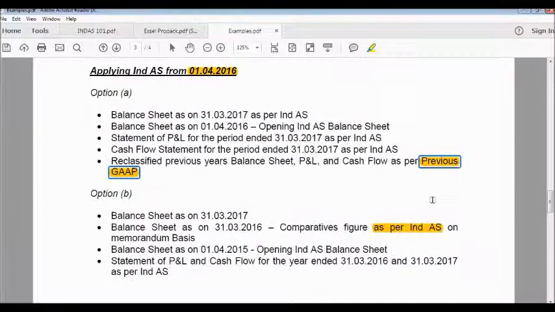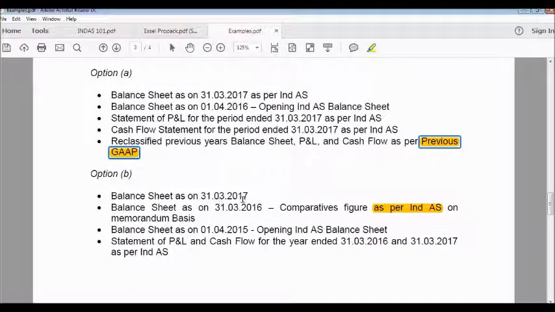And then you have another option: prepare the balance sheet as on 31st March 2017 as per Ind AS, then prepare the balance sheet as on 31st March 2016, which is the comparative figure, as per Ind AS also, on a memorandum basis. So option A says reclassify the previous year figures and don't apply the Ind AS to the previous year. But option B says you can also apply the Ind AS to the previous year figures on a memorandum basis. If you are opting for this option, which is option B, then you have to prepare the opening Ind AS balance sheet as on 1st April 2015, not 1st April 2016.